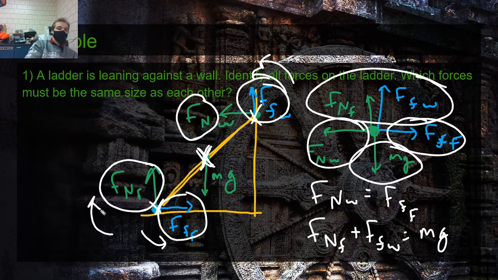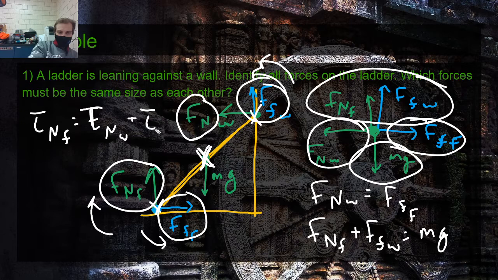So that means that the torque from the normal force from the floor needs to be balanced with the torque from the other three, which is kind of weird. It means that that one in particular has to be bigger than the others by a pretty substantial amount. Plus the torque from the friction from the wall, plus the torque from the friction from the floor.